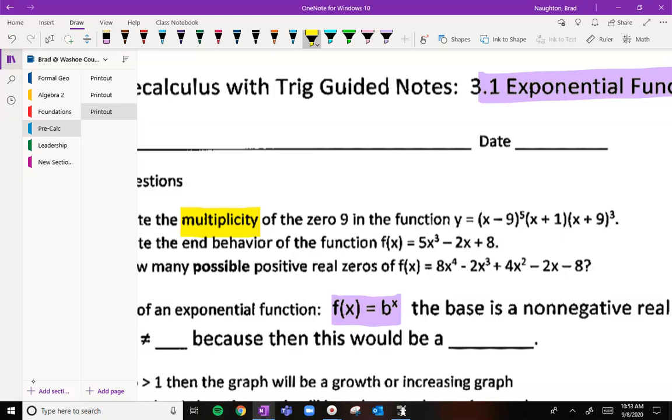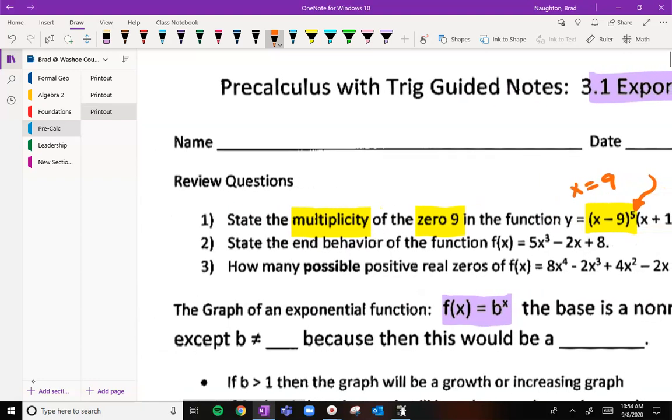Multiplicity. Remember, multiplicity is how many zeros we have at a given zero, which in this case is 9. So I'm going to focus in on just that part, because that's the only time when we solve this, I'm going to get x equal to 9. So how many of those do we have? We have 5 of those. So the answer here truly is 5. Alrighty, let's erase that so we can focus in on number 2.